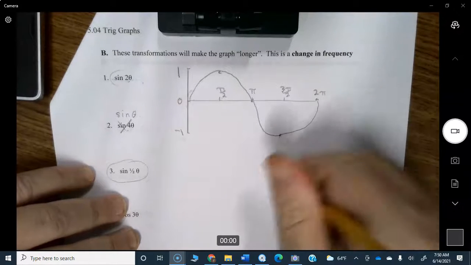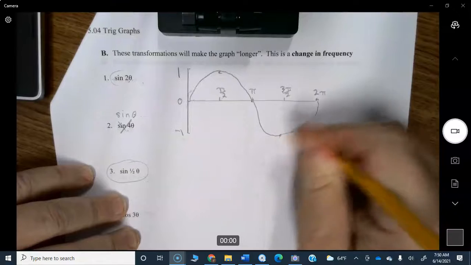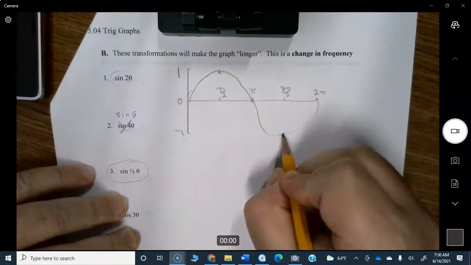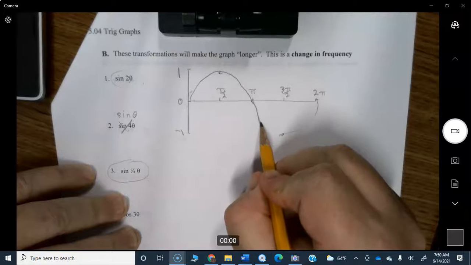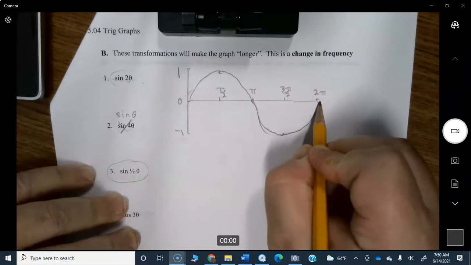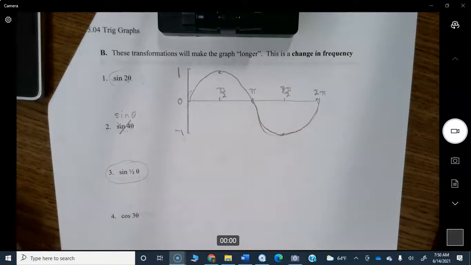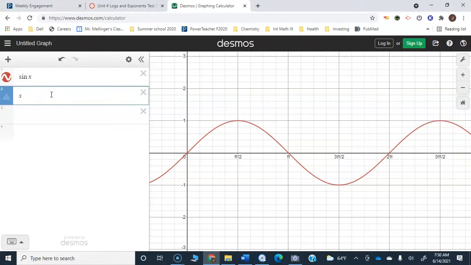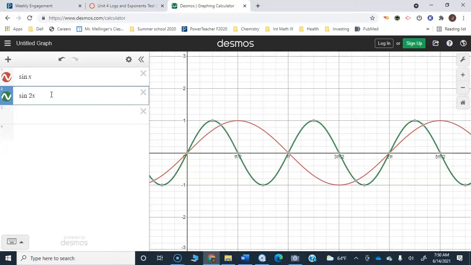Okay, not a very nice curve, but they aren't always nice curves. I'll have to live with that. Okay, so let's go and see what 2 sine 2 theta does. Let's go check that out on Desmos. And then it's 2x. Okay, so it's the green line.